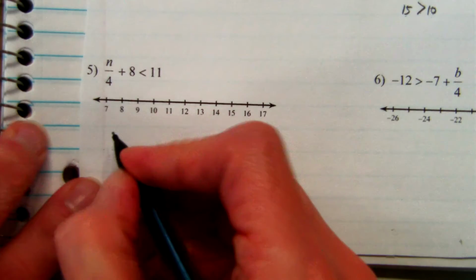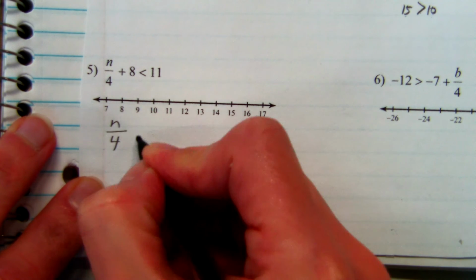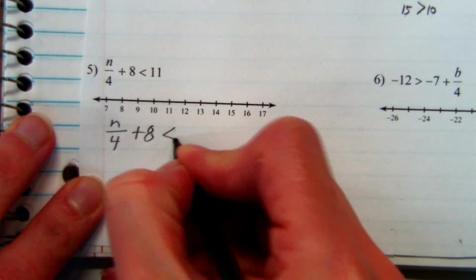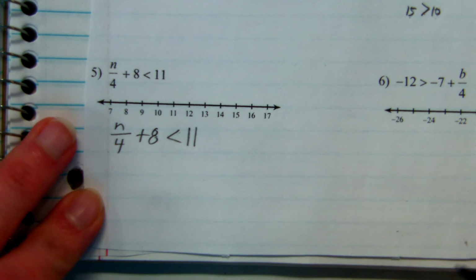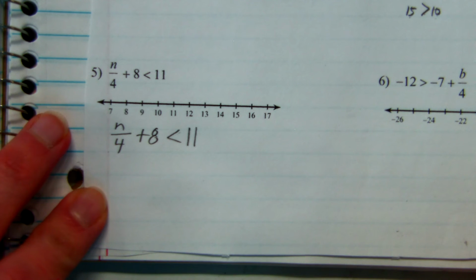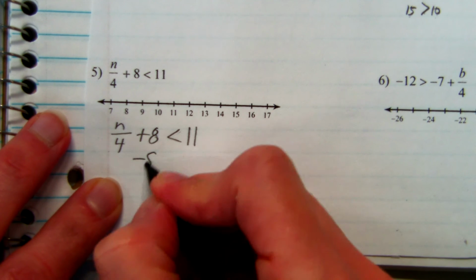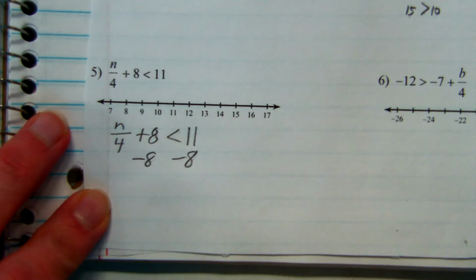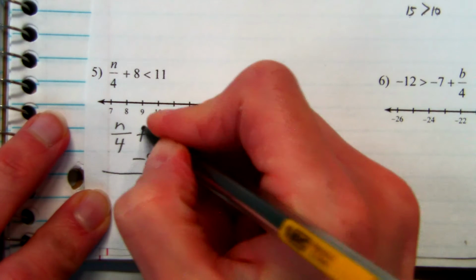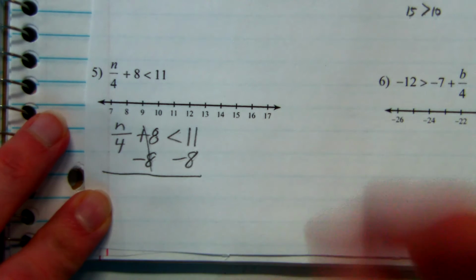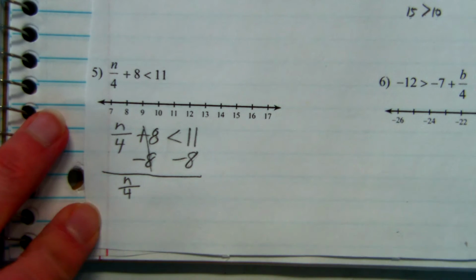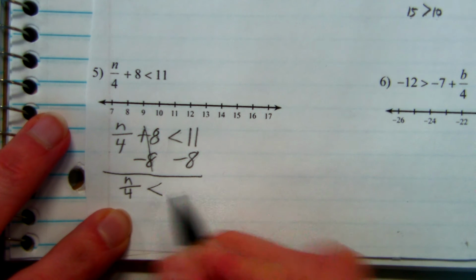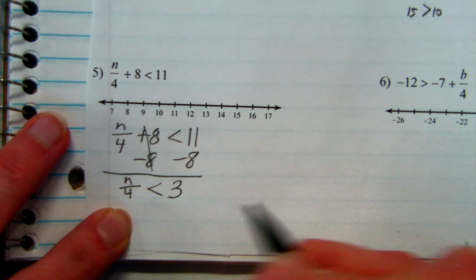So on number 5, we're going to start by just writing the inequality down here. It's not an equation, it's an inequality because it's not equals. And what would be my first step? Go ahead. -8. -8 from both sides. Subtract 8. Okay, so that gets rid of the +8. That cancels and leaves us with 0. And then we get n over 4. Sorry, I keep breaking my lead. And then I have is less than 11 minus 8 is 3.